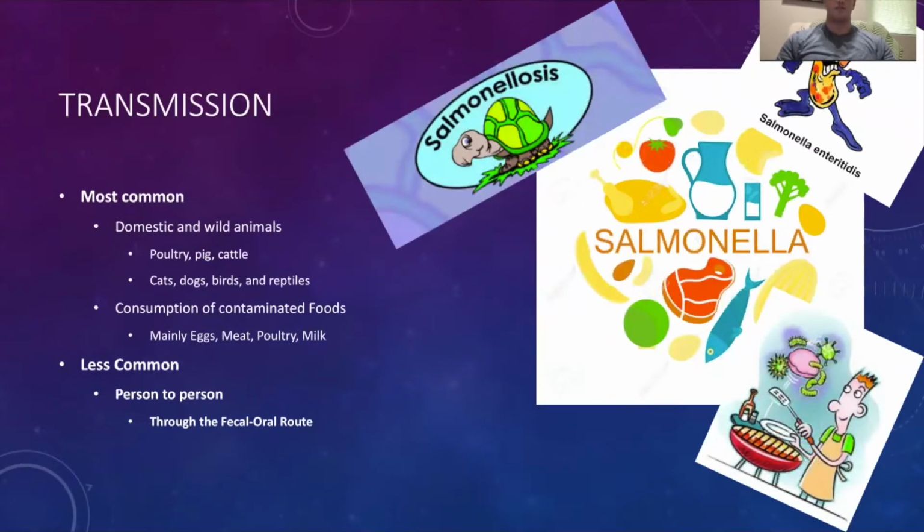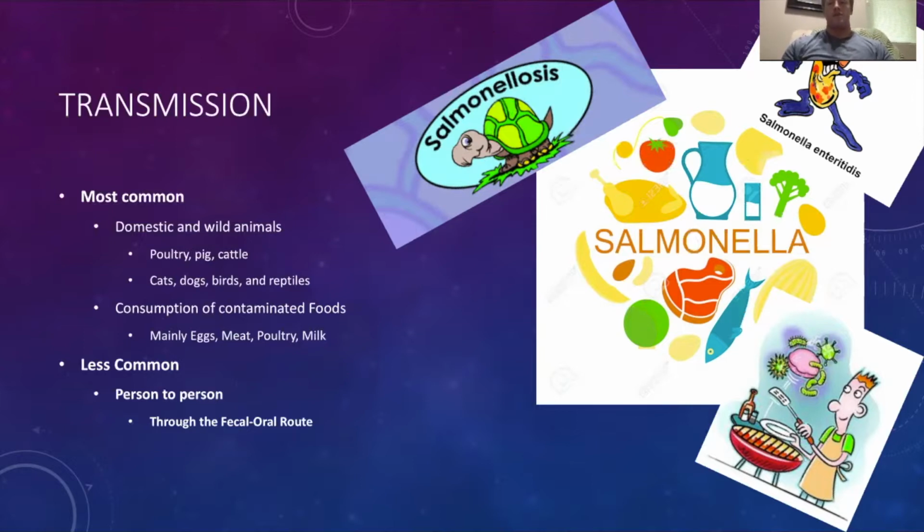And then we'll move on to the transmission. Transmission of salmonella has some more common cases, things like domestic and wild animals. Your pets can have salmonella on them, and they wouldn't show any signs of having this bacteria. Cats, dogs, birds, reptiles in particular, as well as wild animals could have them, but it's usually less likely that you'd come in contact with them.